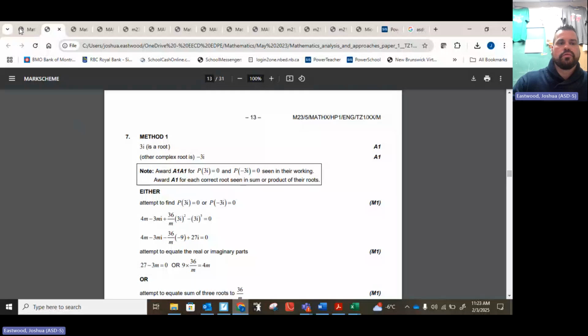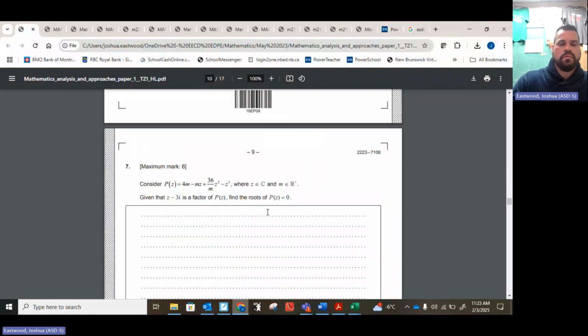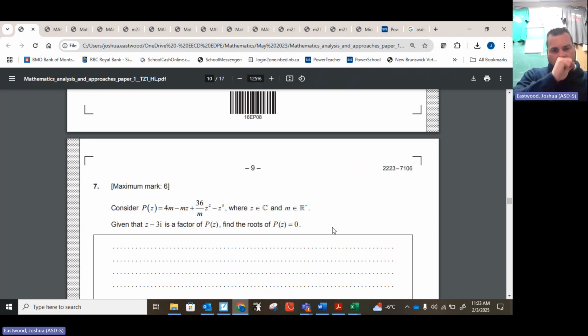I'm going to share my screen and I'll show you the first one, and then we'll go from there. So the first question says this: consider this polynomial. I'll zoom in a little bit. And it tells you a couple of things, and these things are important. So Z is a complex number. That's important. And M belongs to the real positive numbers. So it says, given that Z minus 3i is a factor, find the roots of P of Z equals 0.